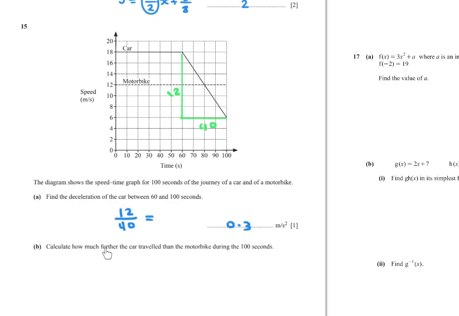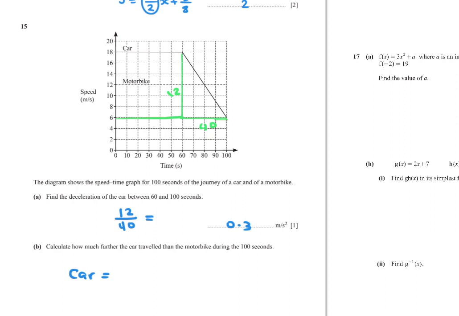B. Calculate how much further the car traveled than the motorbike during the 100 seconds. In a speed time graph, the distance equals the area under the curve. Now for the distance for the car, we can find the area for this rectangle plus the area for this trapezoid. So we can divide the area under the curve into a rectangle and a trapezoid. For this trapezoid, we need to find base 1 and base 2. Base 1, 100, base 2, 60, and the height 12.